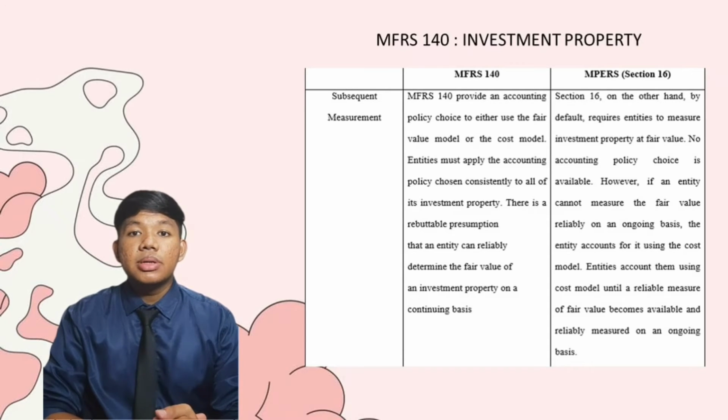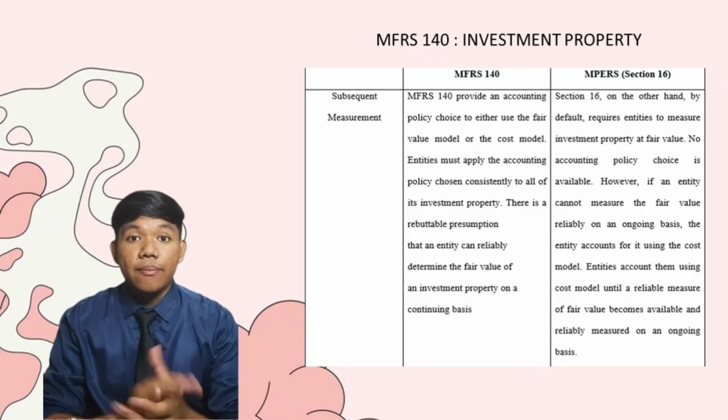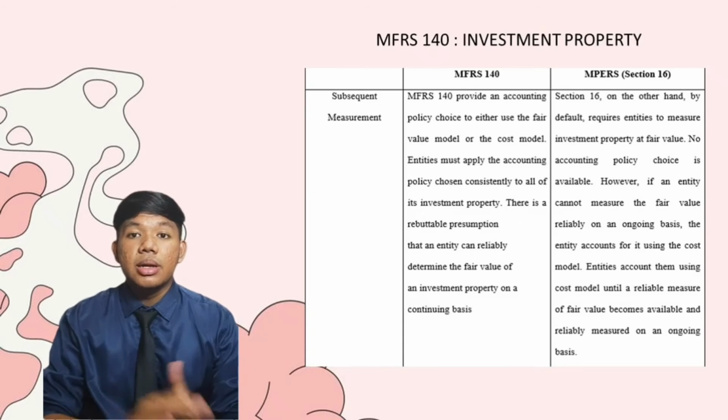There is a rebuttable presumption that an entity can reliably determine the fair value of an investment property on a continuing basis. While for MPERS, according to Section 16, on the other hand, the entity is by default required to measure investment property at fair value. No accounting policy choice is available. However, if an entity cannot measure the fair value reliably on an ongoing basis, the entity accounts for it using the cost model. Entities account using the cost model until a reliable measure of fair value becomes available on an ongoing basis.